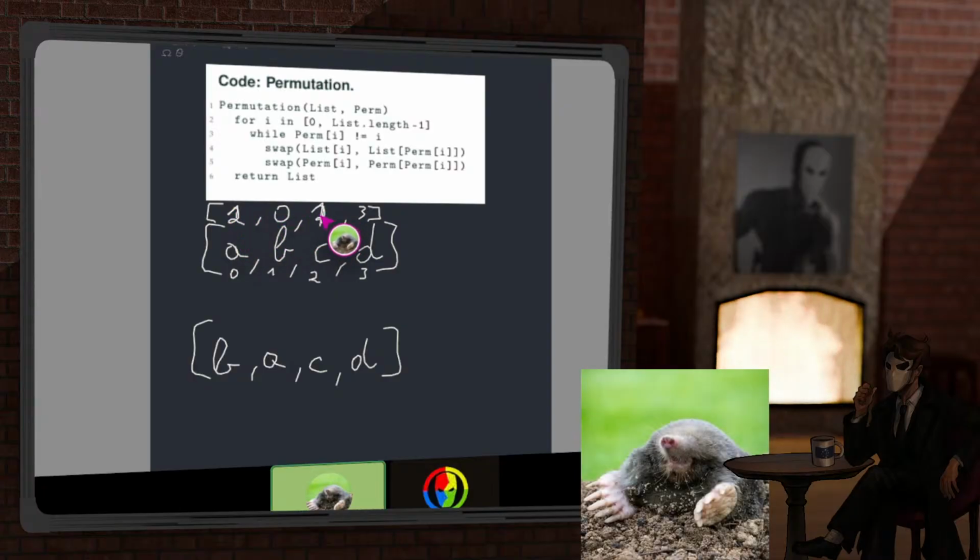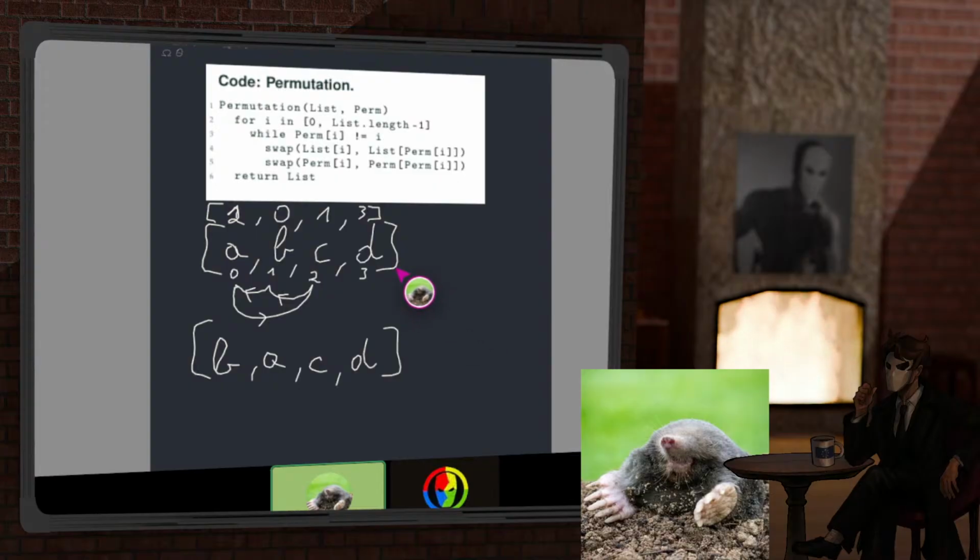If we have this list, maybe I should do it like this. Now A is going to be going to the second place, so C. C is going to be going to first place, and B going to 0. This, once again, is a cycle.